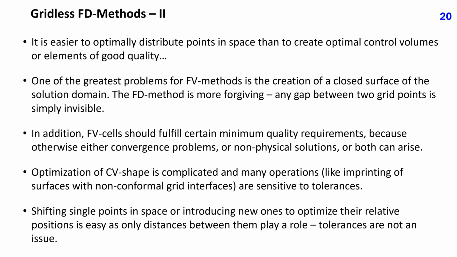In addition, finite volume cells should fulfill certain minimum quality requirements, because otherwise either convergence problems or non-physical solutions or both can arise. The optimization of control volume shape is complicated, and many operations like imprinting of surfaces with non-conformal grid interfaces are sensitive to tolerances. In gridless finite difference methods, shifting single points in space or introducing new ones to optimize their relative positions is easy, as only distances between them play a role. Tolerances are not an issue.